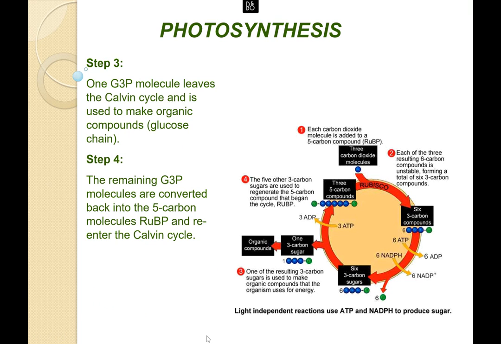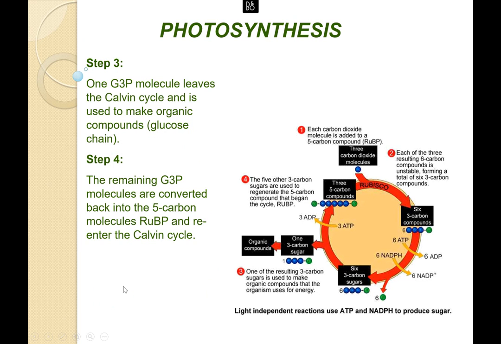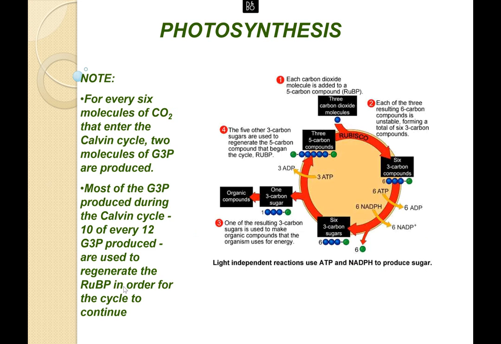Step 3, 1 G3P leaves the Calvin cycle and is used to make organic compounds. So that's where your glucose comes in, right? Because you're making 1 molecule of glucose with this process. The rest of them are converted back into RuBP and go back to the beginning to fuse with carbon dioxide to get you G3P to make glucose. So it's kind of an inefficient process.